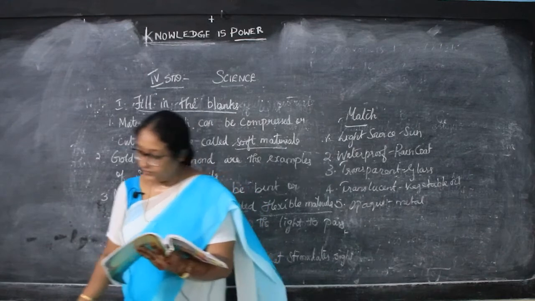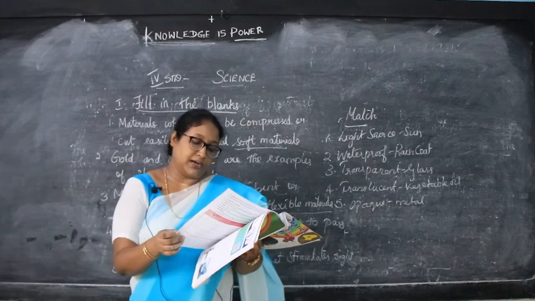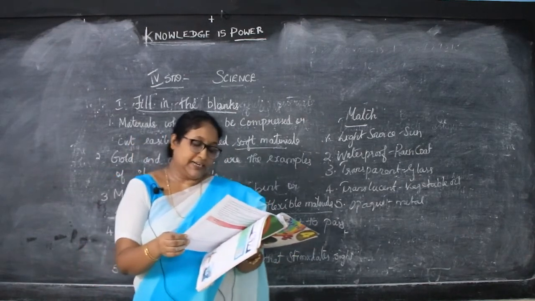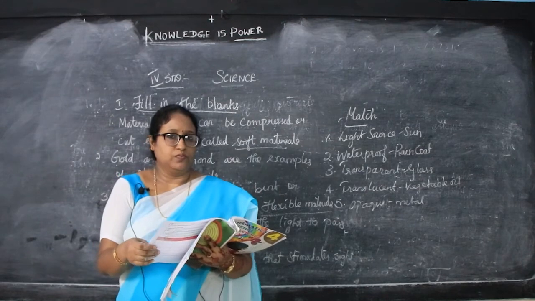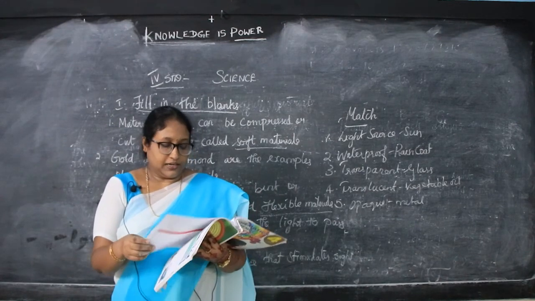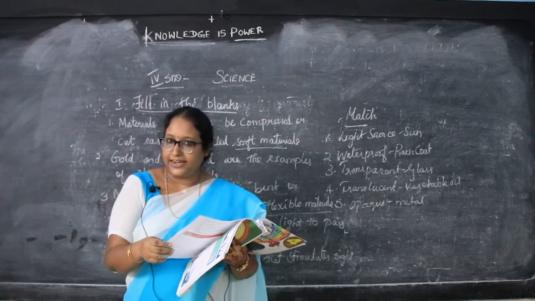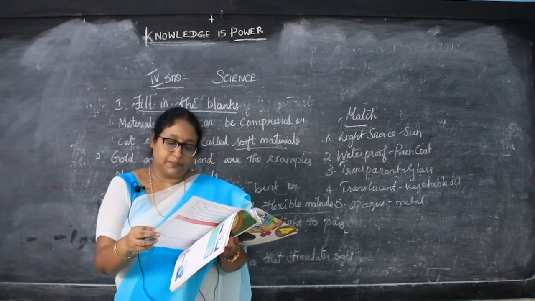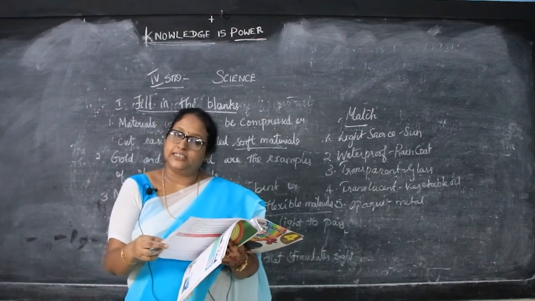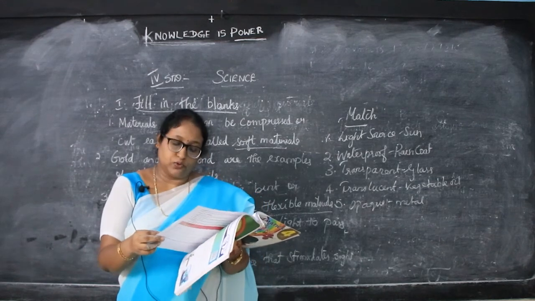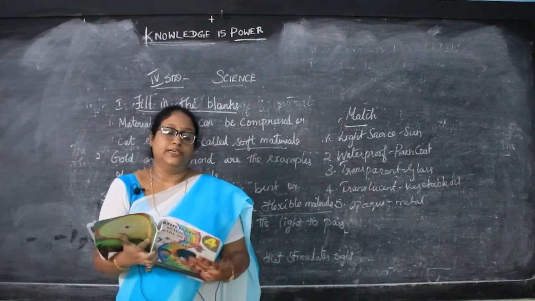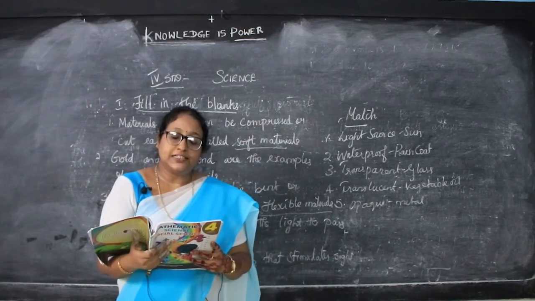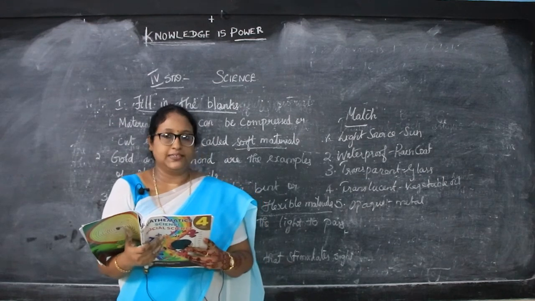Then they have given true or false. We cannot compress, cut or bend rough materials easily. That is true. Dull materials reflect light. Whether it is true or false, student? False. Dull materials do not reflect light is true, but they have asked dull materials reflect light, so it is false. Then sandpaper is a good example for smooth materials is false. Sandpaper is rough, and they have asked smooth, so false. Then opaque objects do not allow the light to pass through them. That is true. Then mirrors change the direction of light that falls on them is false.